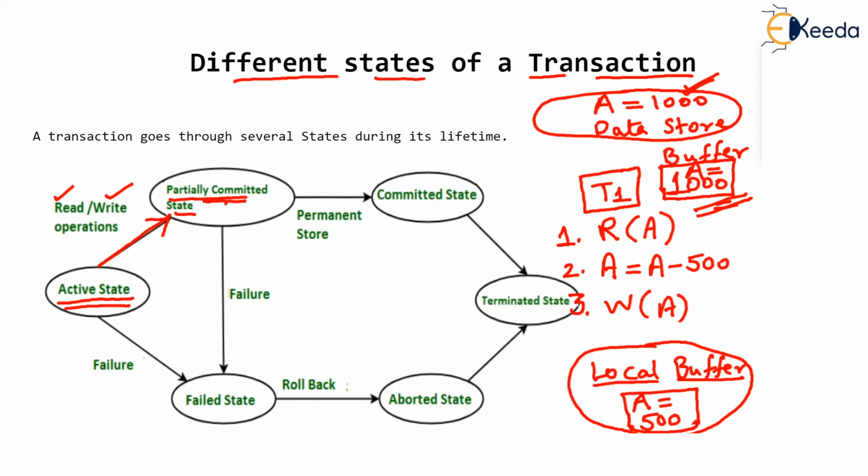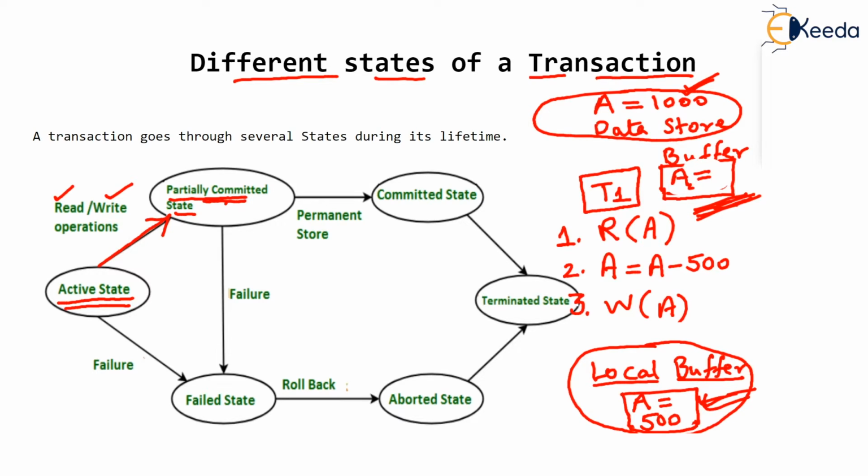Let's continue with the same state, partially committed state. Now have a look at the third line, write A. This is the final statement. When write A executes, obviously the local buffer of T1 has the value 500. Now this 500 value of A has to be written, but where? It won't be directly written in the data store. Just check. This fresh value of A, the updated value of A, which is there in the local buffer of T1, will be written in the buffer which I am underlining, which was set aside as a global one, although it is also in the internal memory. So the value of A, which was 1000, will now get updated. A here will be 500.